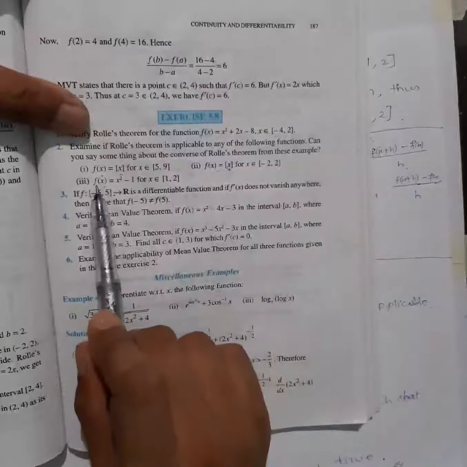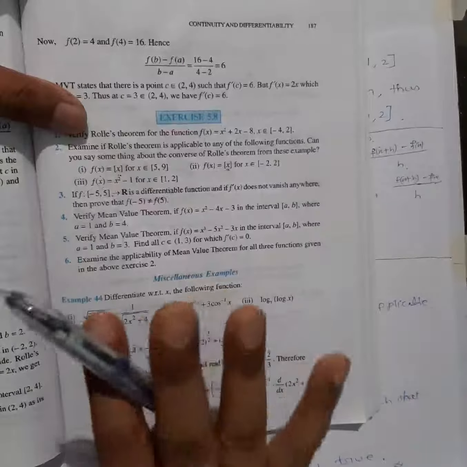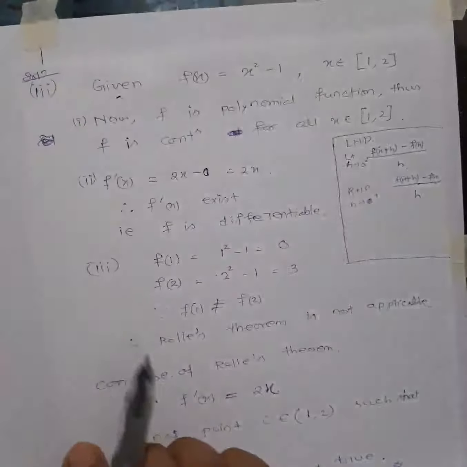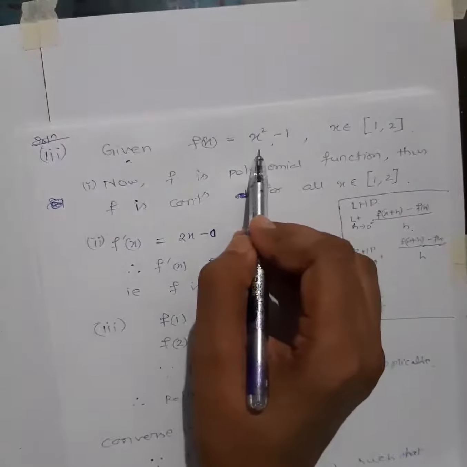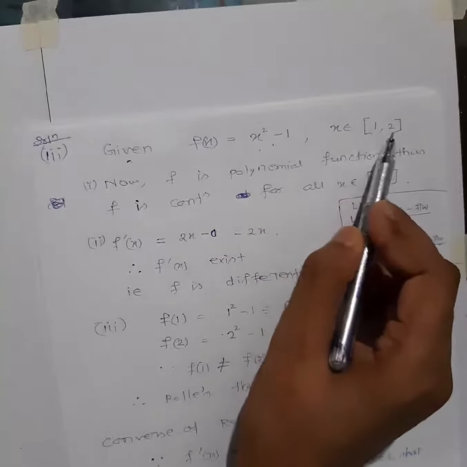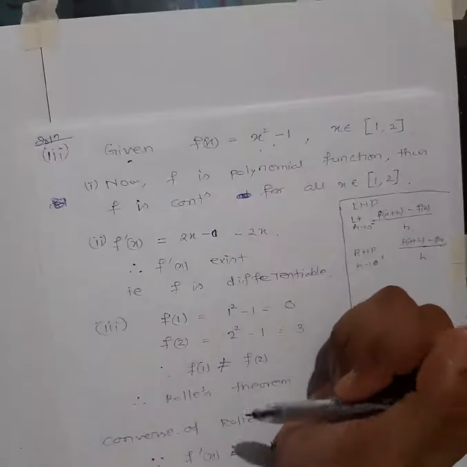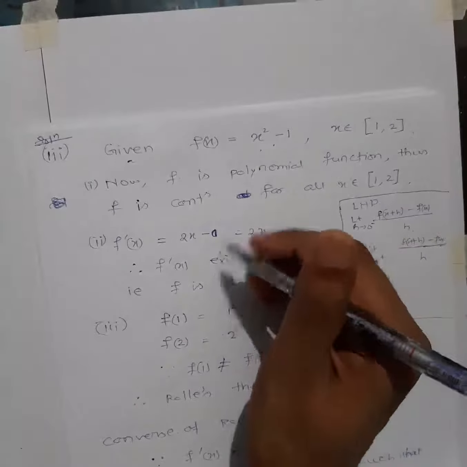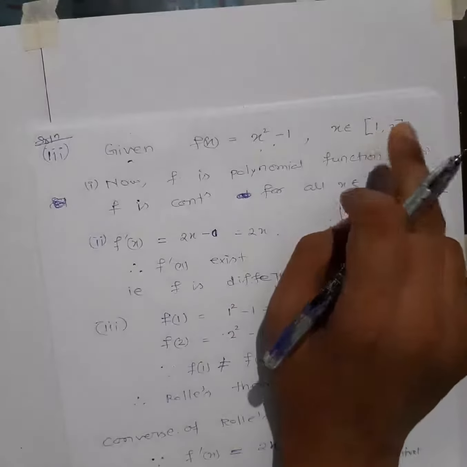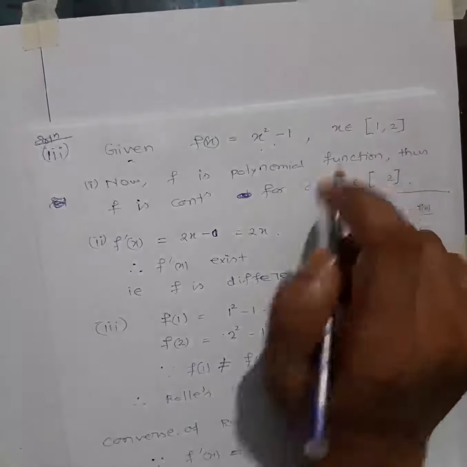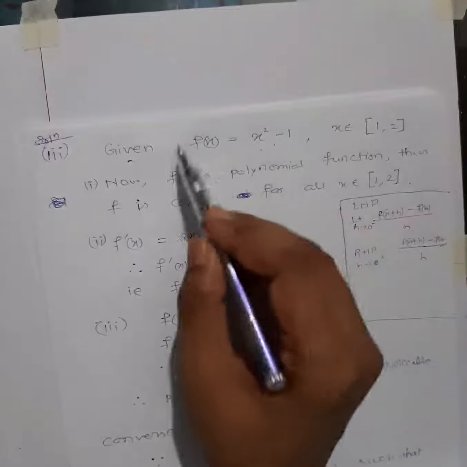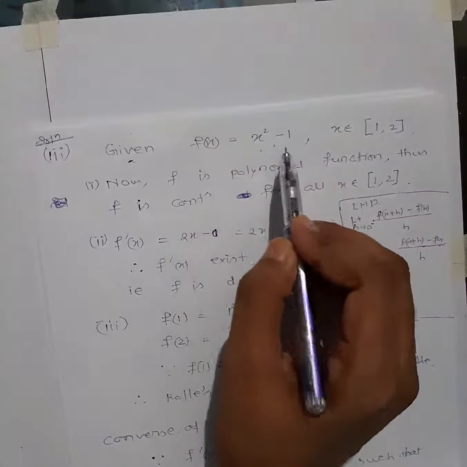Now again I repeat, to apply Rolle's theorem, 3 conditions must be satisfied. First thing, what is that? The function must be continuous. This is the function given to you. This function must be continuous, differentiable, and f of 1 must be equal to f of 2. If these 3 conditions are satisfied, then only Rolle's theorem is applicable. Then there will exist one point where the differentiation will be 0. Anyway, we will check whether Rolle's theorem is applicable to this function or not.